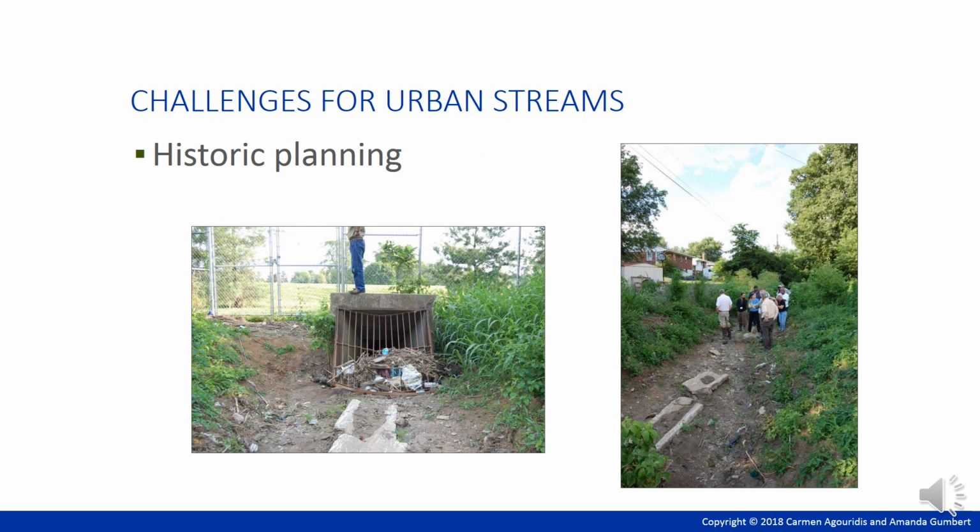Historic planning may also threaten urban streams. Some communities may have allowed development within or too close to the floodplain. As development increases, causing more impervious surface area in the watershed, more flooding may occur along streams. These photos show an urban stream that has been piped underground. Over time, upstream development has increased runoff, and the buried stream pipe can no longer handle storm flows, resulting in flooding of nearby properties.